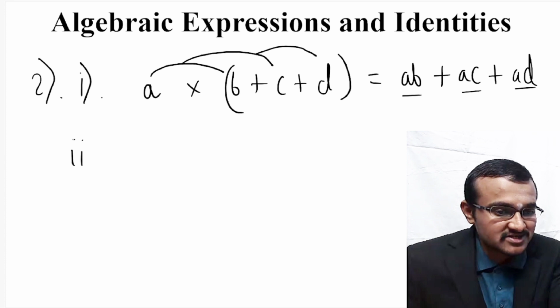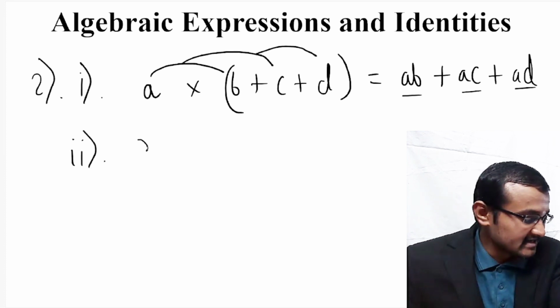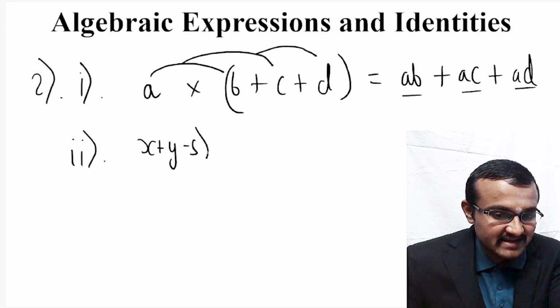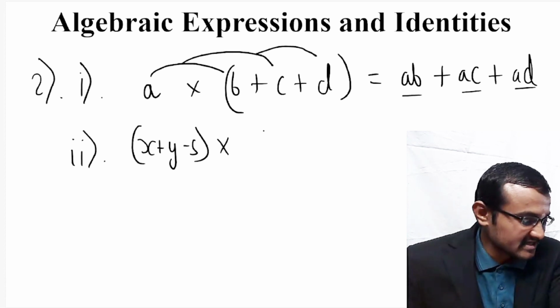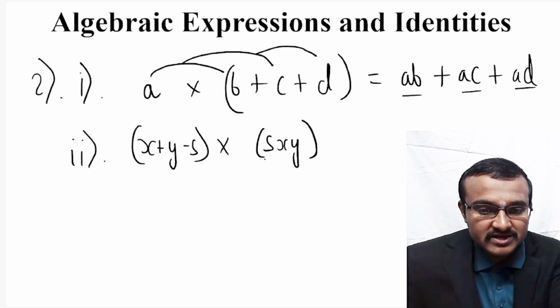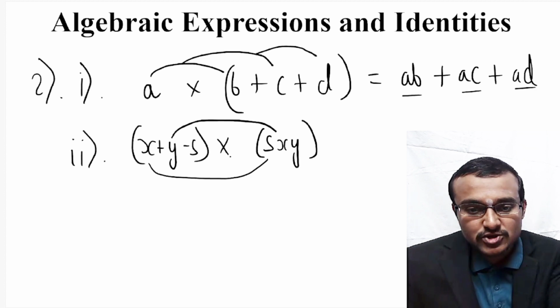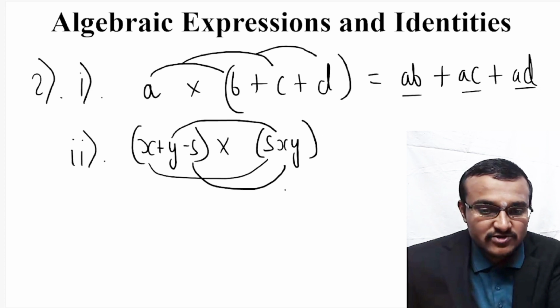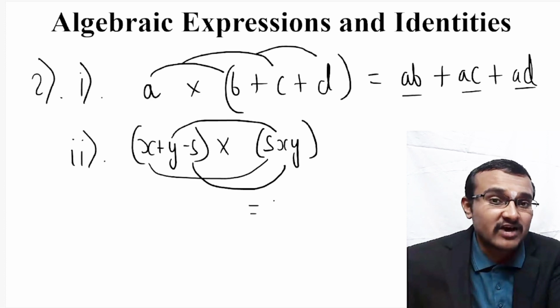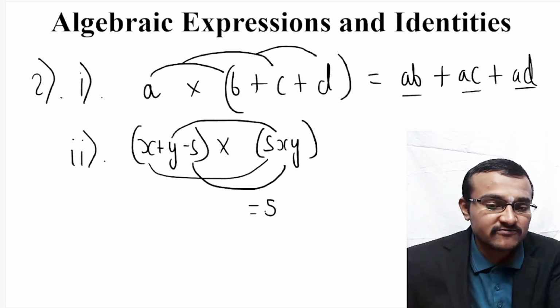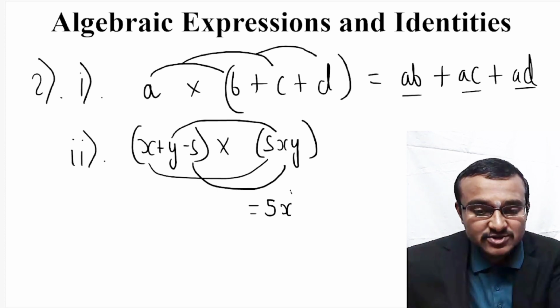So coming to the second question in this particular second question itself, there they have given x plus y minus 5 as the first expression, and the second expression they have given as 5xy. So here you should always remember this x should also be multiplied with 5xy, this y should also be multiplied with 5xy, this minus 5 should also be multiplied with 5xy. So when you perform multiplication, x into 5xy will be 1x into 5xy. So 1 into 5 will be 5, x into xy will be, x into x is x square and y will be there. So 5x square y is the first term.